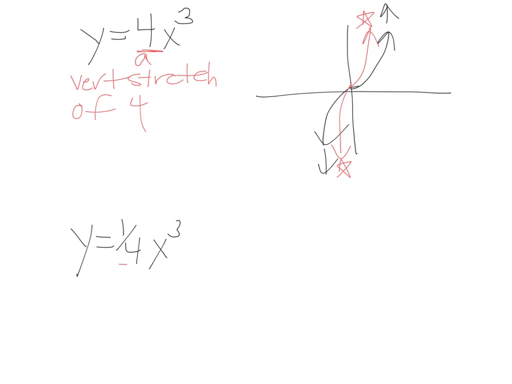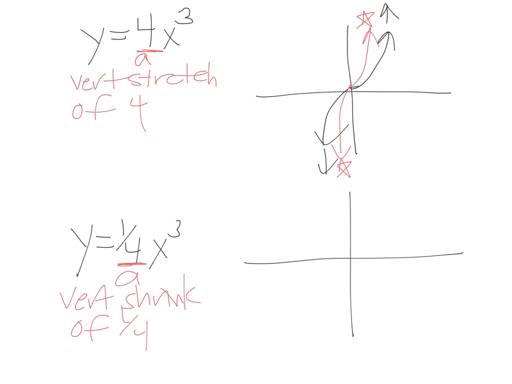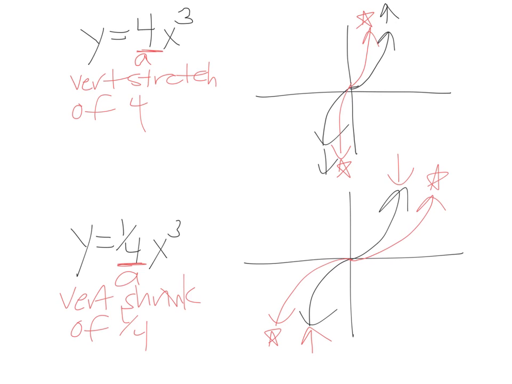For the second example, our a value is less than 1. So that is a vertical shrink of 1/4. So again, do a sketch of the parent graph. And then a vertical shrink means you're pushing down from above and below. You're squashing it. So that's going to make it bow out more wide. So vertical stretch makes it more narrow. Vertical shrink makes it more wide.